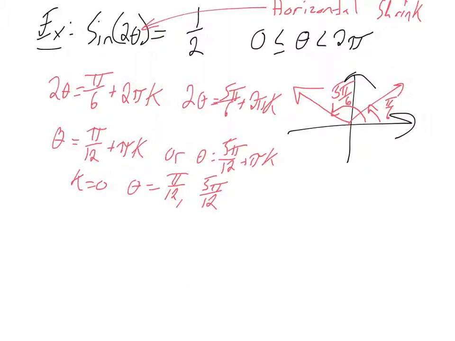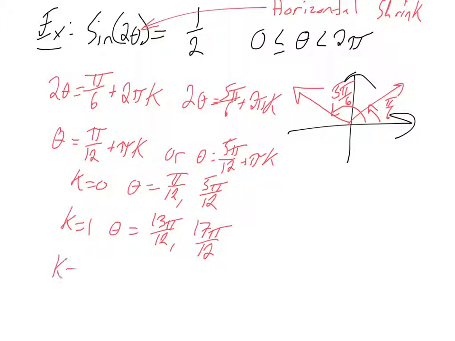But what if we make k 1? Then theta could equal pi over 12 plus pi, which is going to be 13 pi over 12, right? And then 5 pi over 12 plus pi is going to be 17 pi over 12. Do those both work? Are those both between 0 and 2 pi? Yep. And if we make k equal -1, we can see that these are both going to become negative, right? Because pi is bigger than pi over 12 and bigger than 5 pi over 12. So it makes sense to not make k negative. Make it 0, make it 1, and then make it 2, and see whenever you get out of the range.